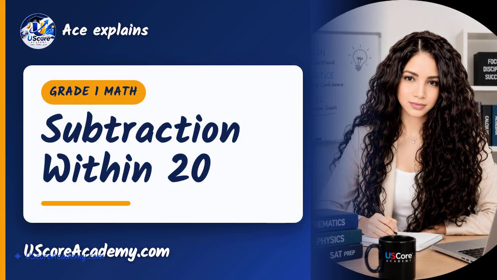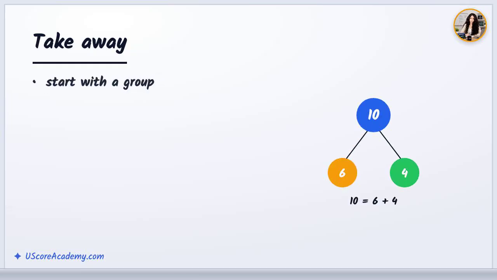Let's learn subtraction within 20 together, step by step. Subtracting means taking some away from a group. If you have 9 and take away 4, 5 are left. The minus sign tells us to take away.